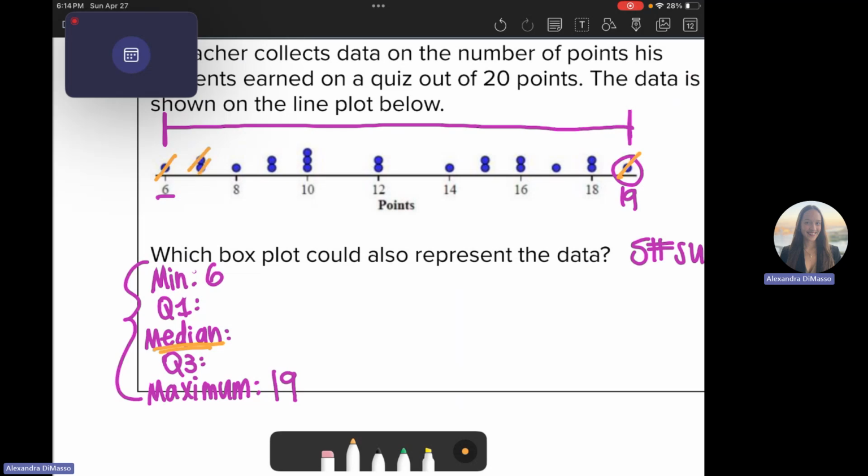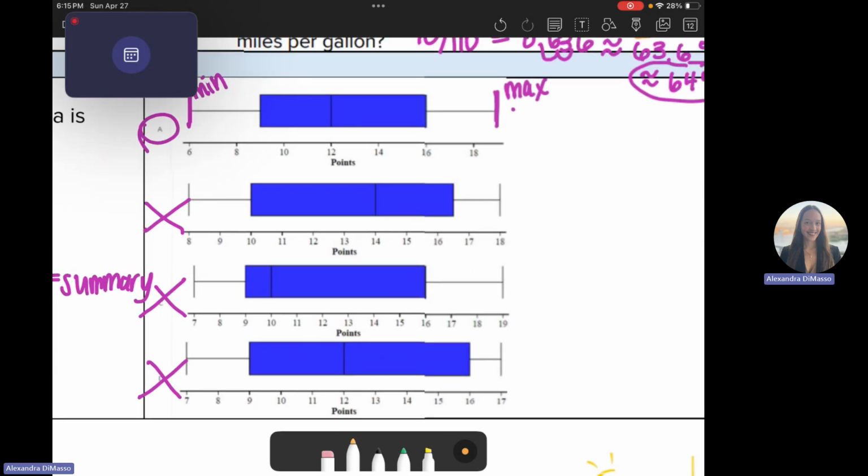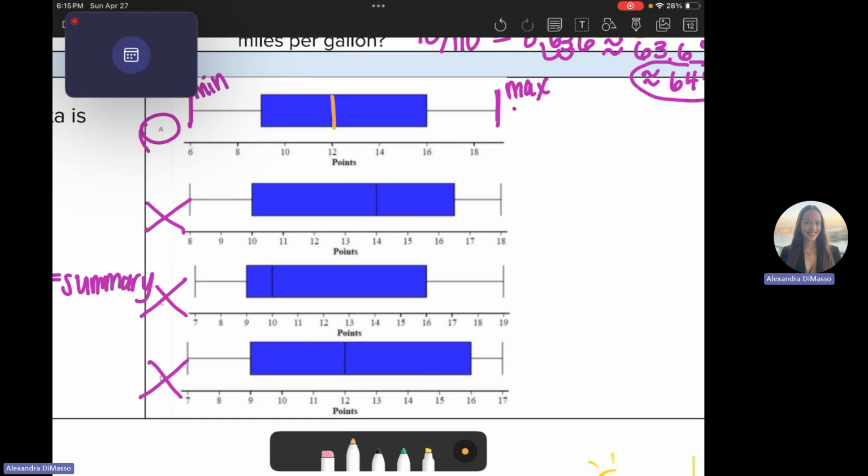I cross off one from each side, again and again, until, look at this, I'm between 12 and 12. So those are my last 2. The number in between 12 and 12 is 12. So my median is at 12. On my line here, you see how this one, here's my 12. This is your median.